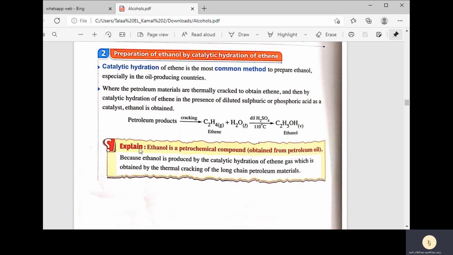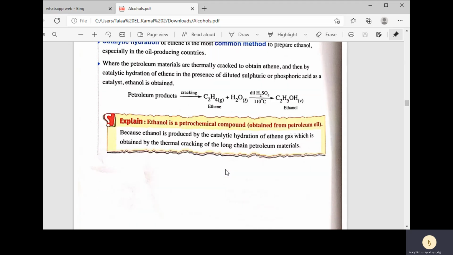يبقى الفيرست ستيب هاخد البتروليوم برودكتس اعمل لها كراكينج يعني احولها لسمبل كومباوند فيطلع لي من ضمن الكومباوند دي ايثين. هاخد الايثين اعمل له كاتاليتيك هيدريشن يعني ايه؟ اديشن اوف ووتر ان بريزنس اوف كاتاليست، تبقى الكاتاليست بتاعنا الدايليت سلفيوريك اسيد ات 110 ديجري، ويل بي تشينجد انتو ايثانول.